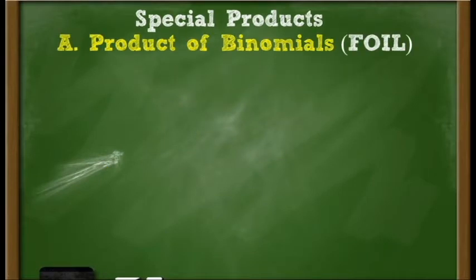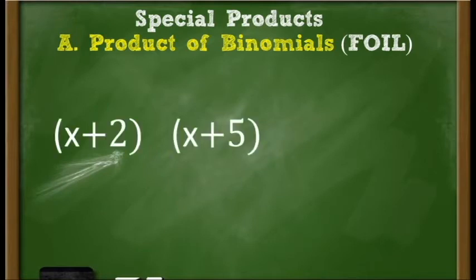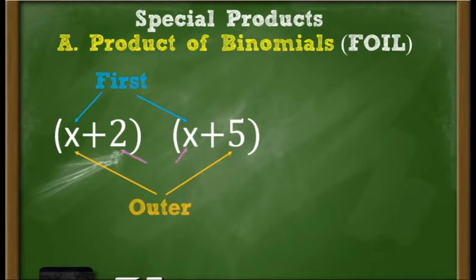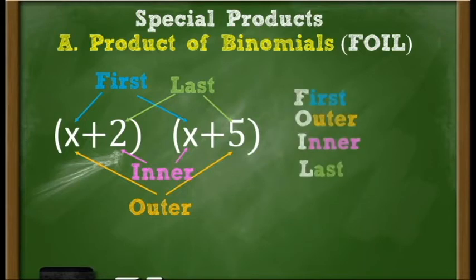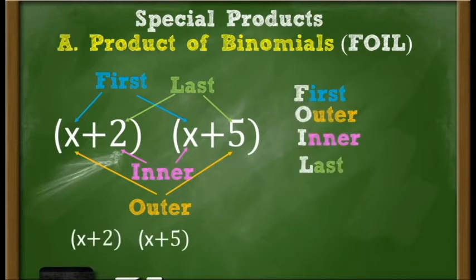Now, there's another pattern for this. Now, let's have an example using the FOIL method. For example, we have here the quantity of x plus 2 multiplied to the quantity of x plus 5. So we are going to get the first terms, the product of the first terms, that's x multiplied to x for our F. Followed by our outer terms, that's x and 5. Then we also have our inner terms, that's 2 and x. Then our last terms are 2 and 5.